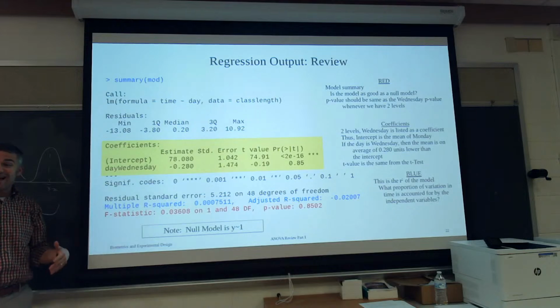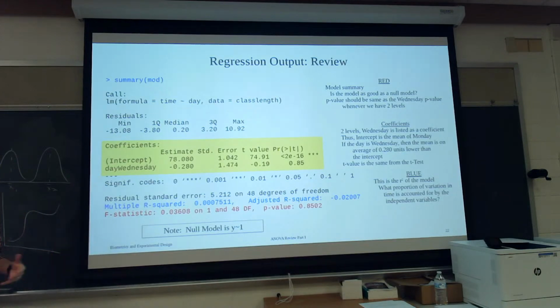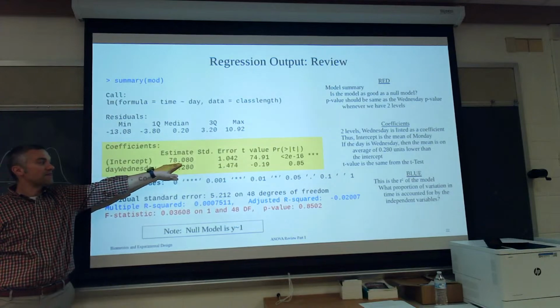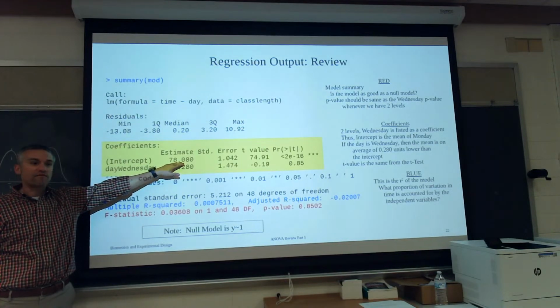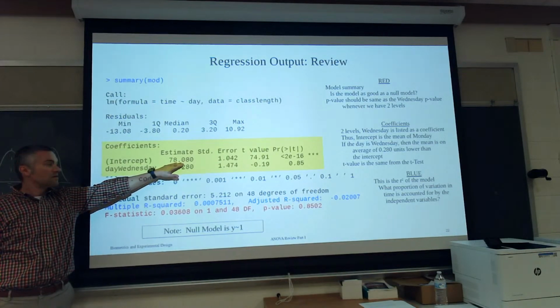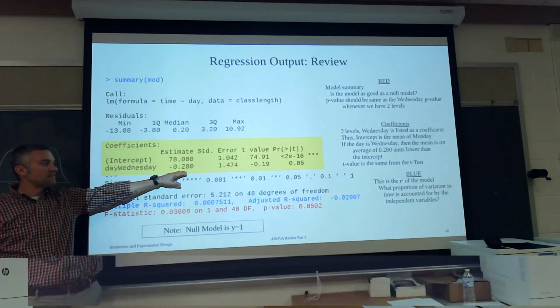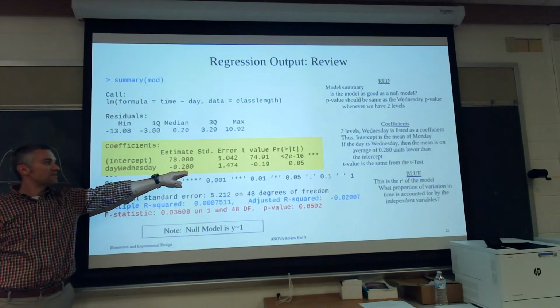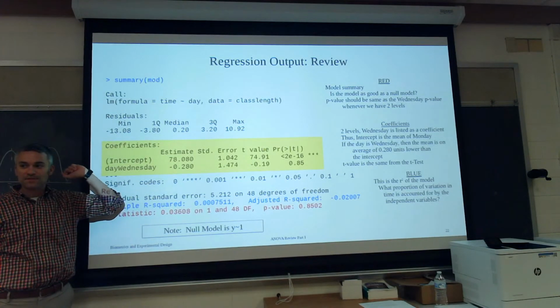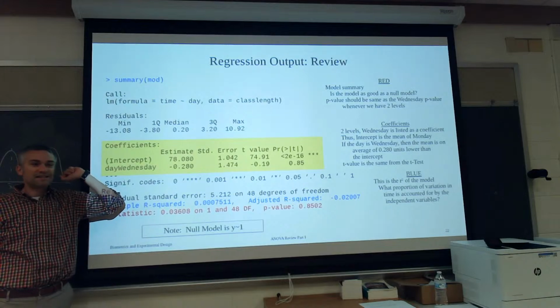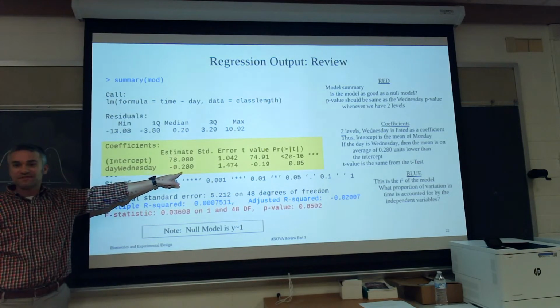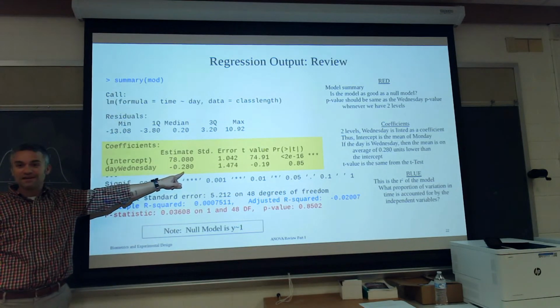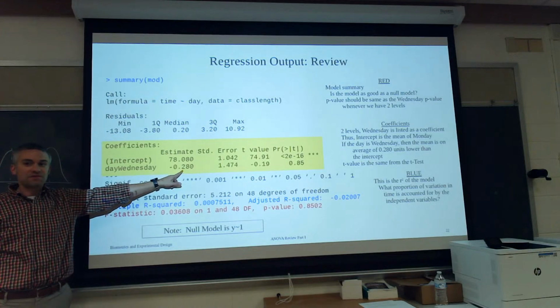So if we did our aggregate, go back several slides before and look at our average for Monday, you're going to see our average is 78.08. That's our average. And then our average for Wednesday is 0.28 units less than the intercept. So what our t-test does is, hey, is this difference, this negative 0.28, is that equal to 0 or not? That's what our t-test does.